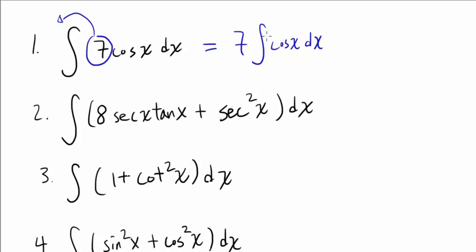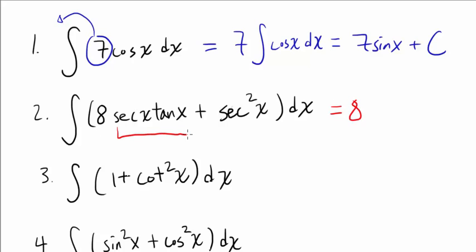And you know, integral of cosine of x dx, what do you have to differentiate to get cosine of x? That's sine of x. And you have to end with plus c. Next one, 8 times secant of x tangent of x plus secant squared of x. Now you can get 8 out of the way.